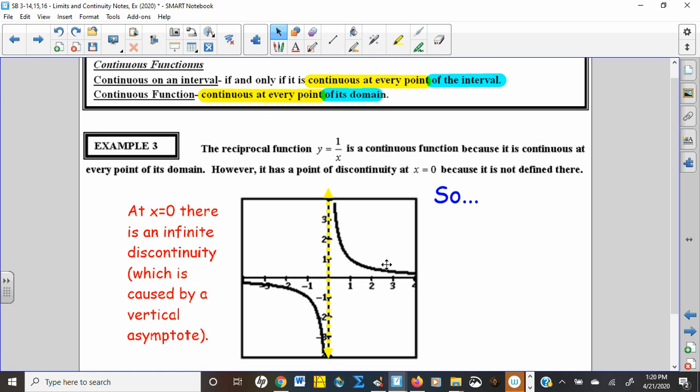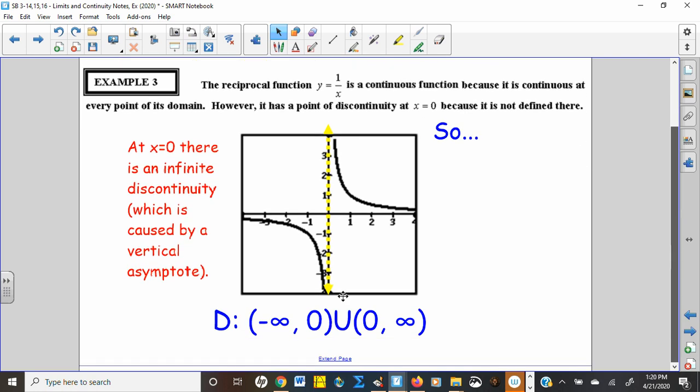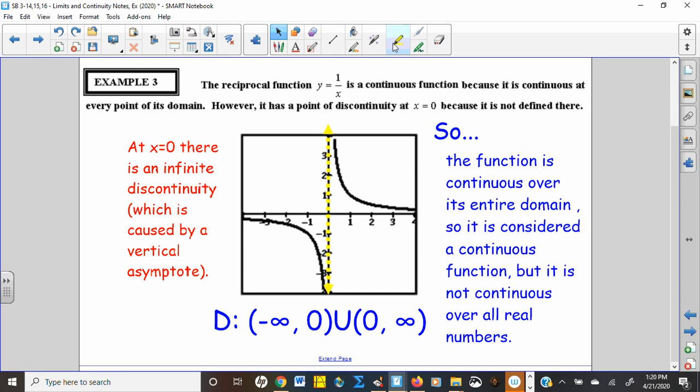So is it a continuous function? See, most people would say no. This is not a continuous function. There's an infinite discontinuity at x equals 0. What we could say is it is a continuous function because the domain of this function, if you recall, doesn't include 0. It's all real numbers except for 0. And so you don't have to worry about 0 when you're describing the continuity of a function. Now, we couldn't say that it was continuous over all real numbers.